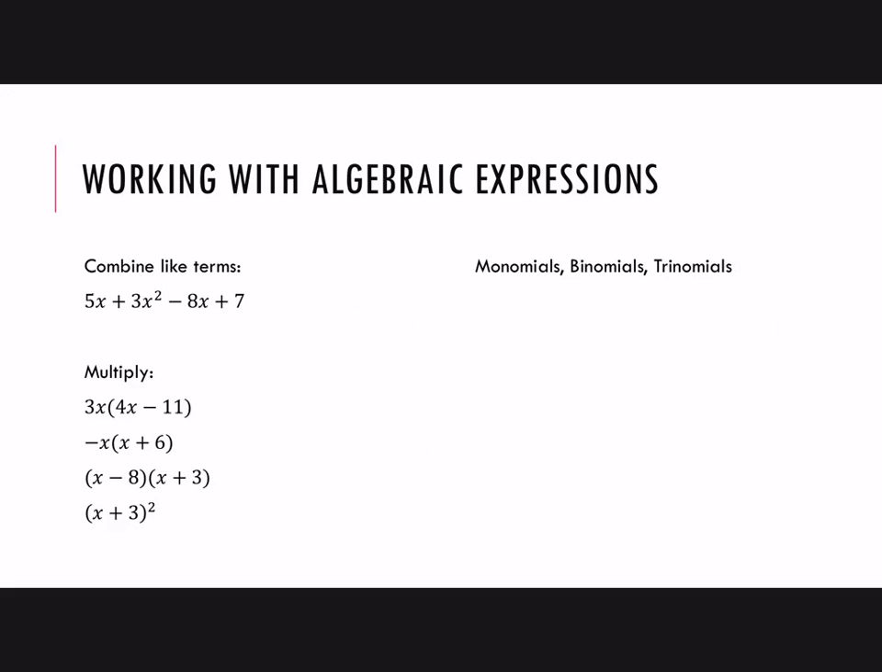Next let's talk about multiplying algebraic expressions. The first one here is 3x times 4x minus 11. I'm going to use the distributive property to multiply. So I need to do 3x times 4x and 3x times negative 11. 3x times 4x is 12x squared, so you do 3 times 4 and x times x. And then 3x times negative 11 is negative 33x.